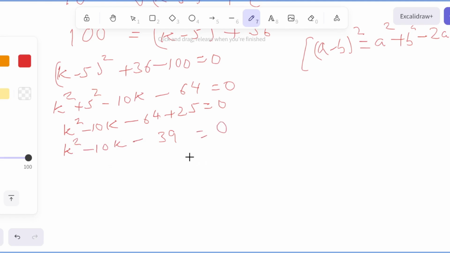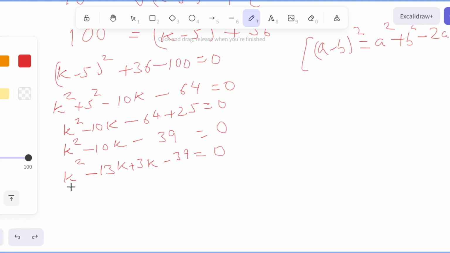Either you can do it by splitting the middle term or by the quadratic formula, your call. I think splitting the middle term will work out. So −13k + 3k − 39 = 0, right? Because −10k can be written as −13k + 3k, because if you solve it you get −10k only, and if you multiply these two you get −39. That's what we need to remember while splitting the middle term, right?